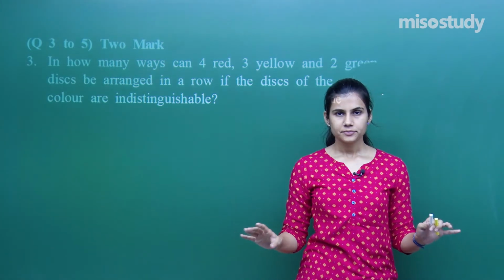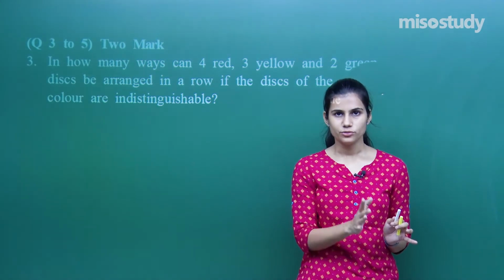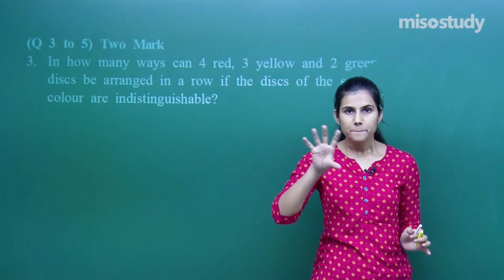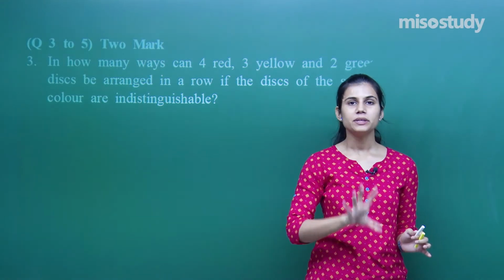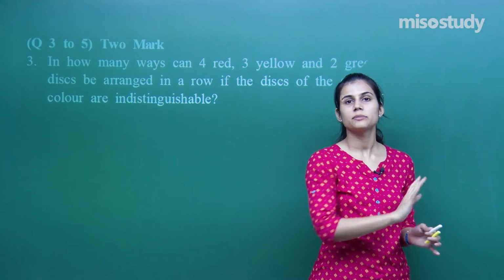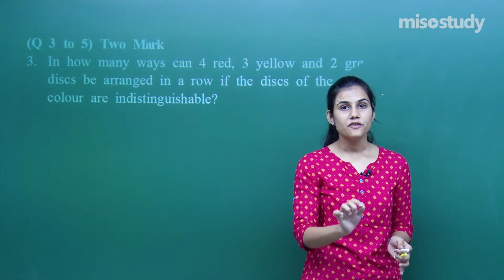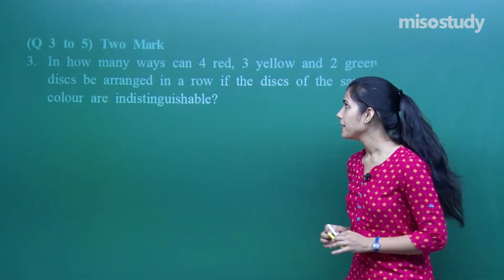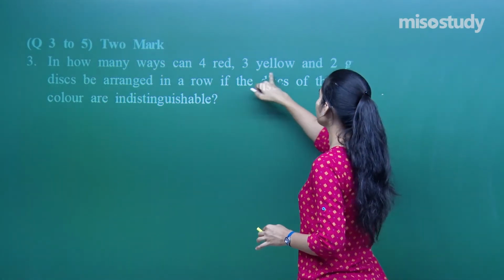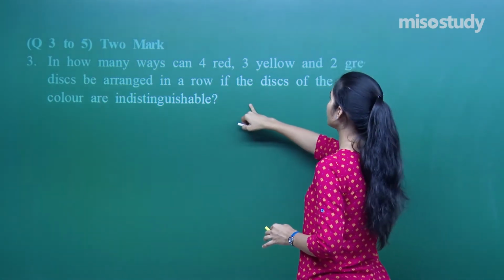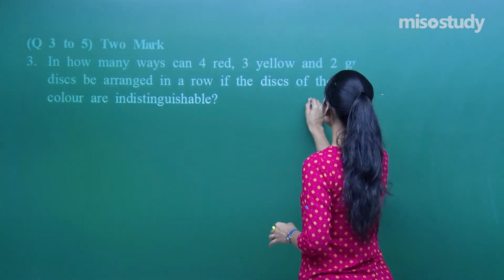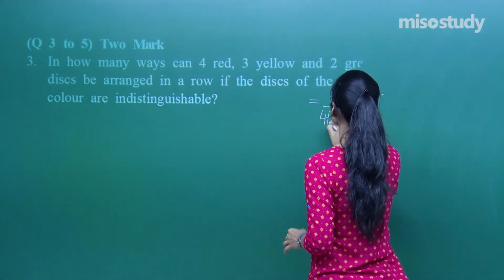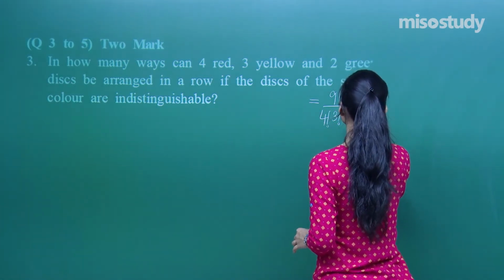Direct formula: the number of ways in which n objects can be arranged in n places, in which P1 are similar of one kind, P2 are similar of the other kind, P3 are similar of the third kind, is given by n factorial upon P1 factorial into P2 factorial into P3 factorial. And therefore, the answer, the number of ways in which 4 red, 3 yellow and 2 green discs can be arranged in a row if the discs of the same color are indistinguishable, is equal to 9 factorial upon 4 factorial into 3 factorial into 2 factorial.